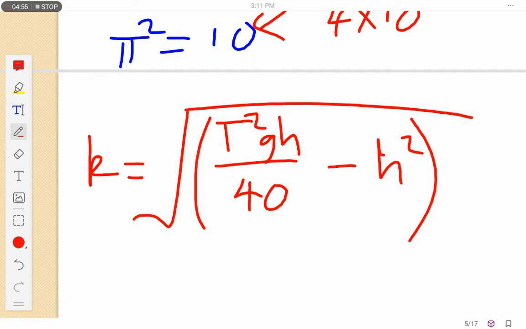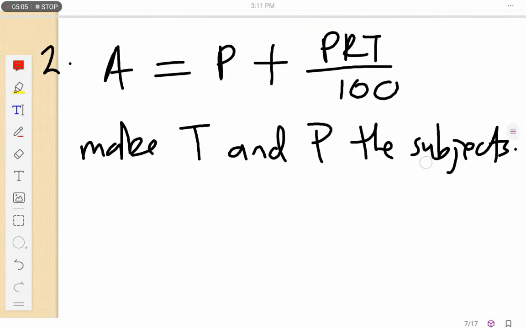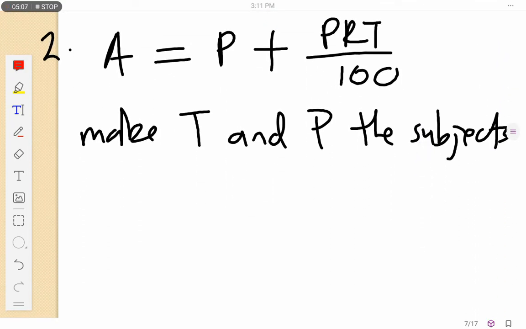Why bracket? So that you know everything is under the square root sign. Okay, so that's the final answer there, guys. Let's move on to another question. The question that I have next is of interest.